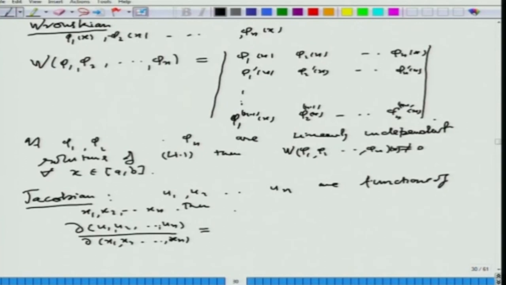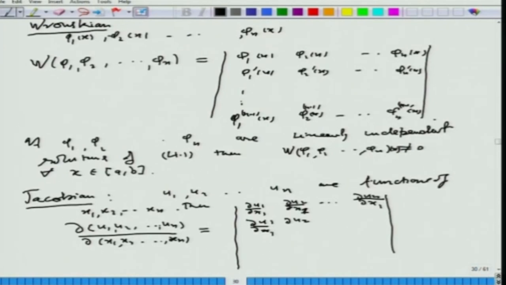So, this is defined by the following determinant, that is del u 1 over del x 1, del u 1 over del x 2, and so on del u 1 over del x n, and then the second row del u 2 over del x 1, del u 2 over del x 2, and so on, del u 2 over del x n, and the last one will be del u n over del x 1, del u n over del x 2 and so on, del u n over del x n.